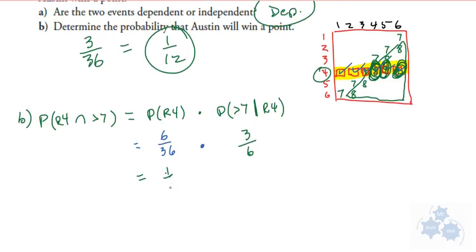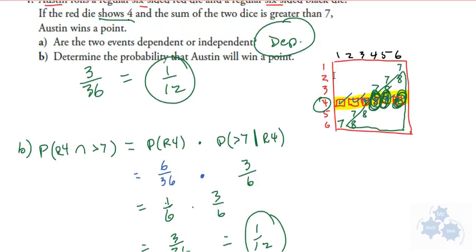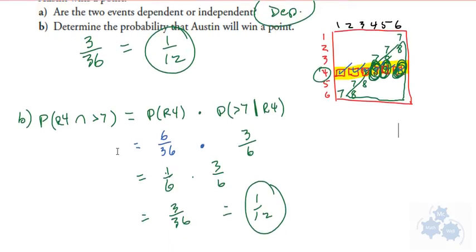So that's 1 out of 6 times 3 out of 6, which is 3 out of 36, or 1/12. That's how you use the formula for B. You can use the diagram, just draw the diagram and work it out, look at those 3 out of 36 and be done. Or you can use your formula here.